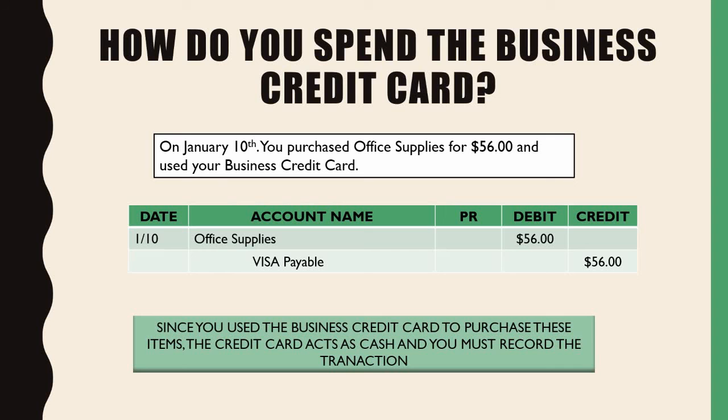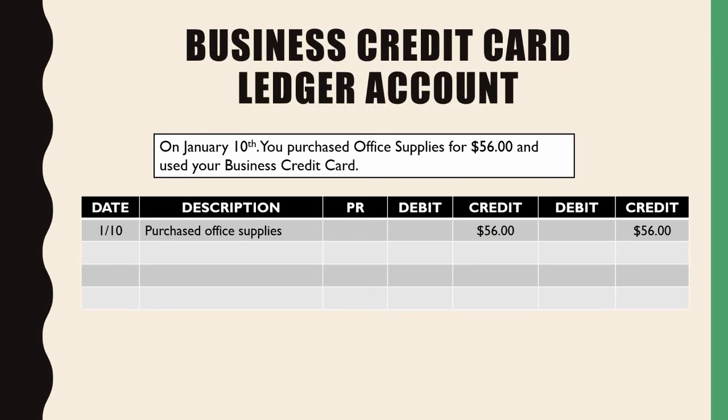Okay? So in this case, that's what happens here. You need to record the transaction that you bought $56 worth of office supplies. So then when you pop it into your credit card ledger account, it says here that on January 10, you bought office supplies, you owe now $56 to the credit card company. Okay.